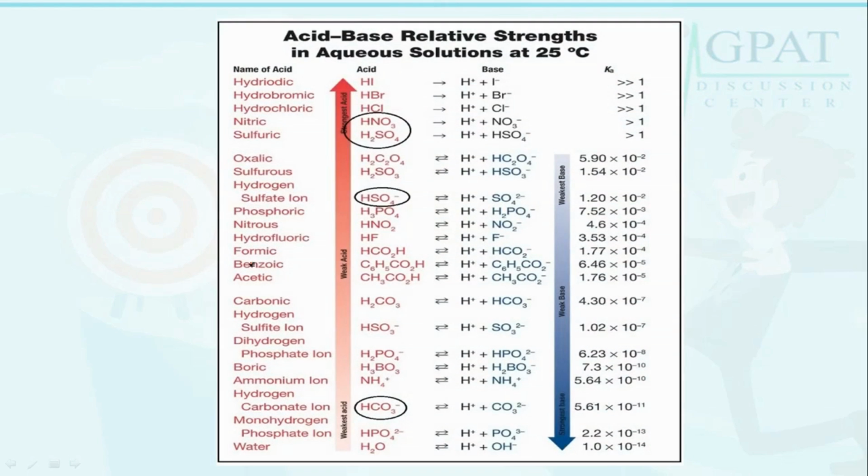What are the ranges? Here is the acid-base relative strength, which is measured in aqueous solution at 25 degrees Celsius. Here is the strong acid and this is the weak acid. Highest hydrochloric acid, then hydrobromic, then hydrochloric, nitric and sulfuric. So you can find out nitric is topmost, then sulfuric acid, then sulfate ion, then carbonate ion. So these will be the options.